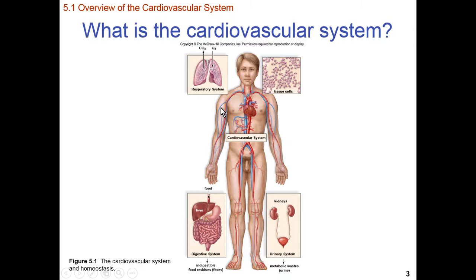Within our cardiovascular system, that blood that we move is going to interact with other body systems. With our respiratory system, the blood is going to gain oxygen and lose carbon dioxide. With the digestive system, we are going to have nutrients added to the bloodstream. Within the urinary system, we're going to have waste products removed from the bloodstream.